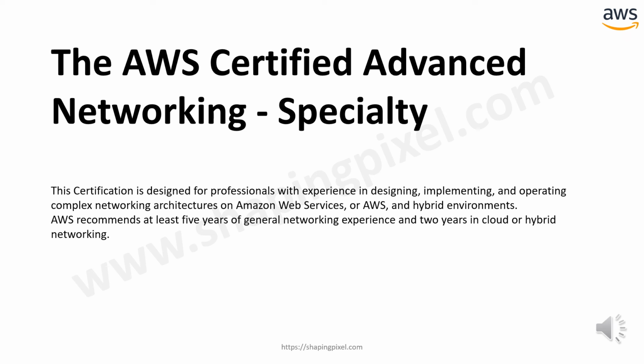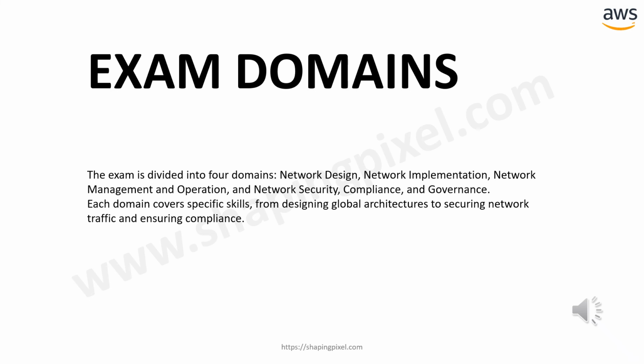In this video, we are diving into Part 7 of the AWS Certified Advanced Networking Specialty. The exam is divided into 4 domains: network design, network implementation, network management and operation, and network security, compliance, and governance. Each domain covers specific skills, from designing global architectures to securing network traffic and ensuring compliance.